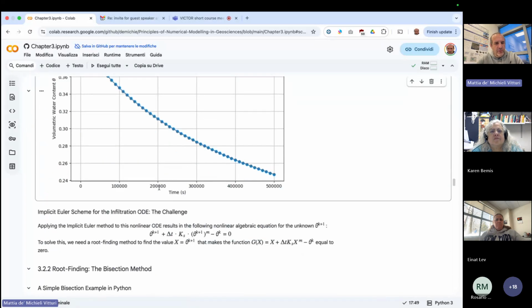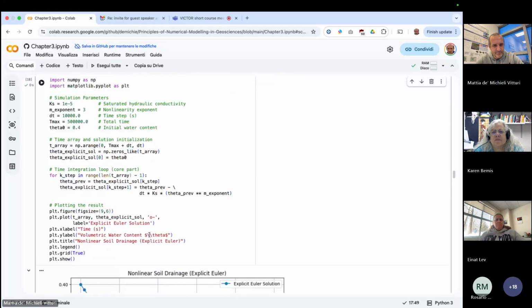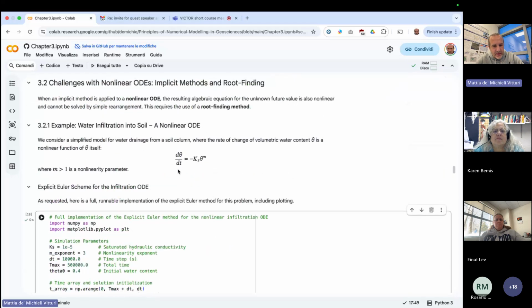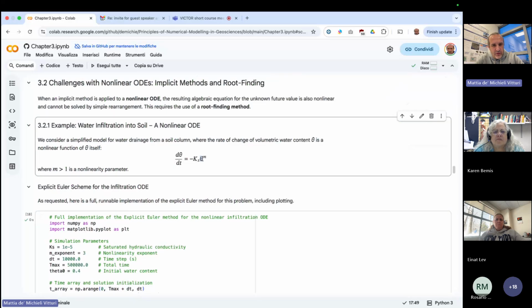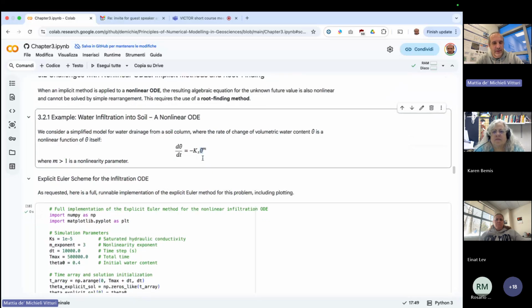And now let's try to implement the implicit scheme. So the implicit scheme means that we discretize here again this derivative as new value minus old values divided by delta t. But here on the left, we will take the new values of theta.